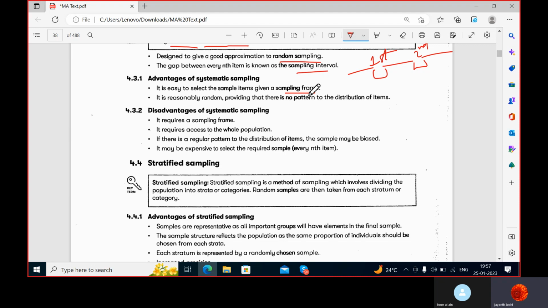So it becomes very easy to select the sample items given a sampling frame, and it is reasonably random, providing that there is no pattern to the distribution of items. That means you are taking breaks and then selecting an item, then taking a break, then selecting. You are doing it randomly, not in some pattern. Am I right? Yes, the selection is random. You don't know what the outcome is going to be. That's what I said: quasi-random sampling means it will have the characteristics of random sampling, but not exactly random sampling, with some changes. You are taking breaks and picking your samples, but you don't know what you are going to pick. That is again random, correct?